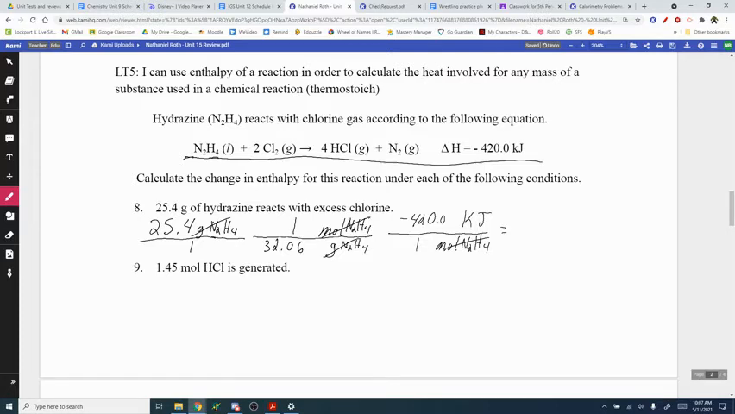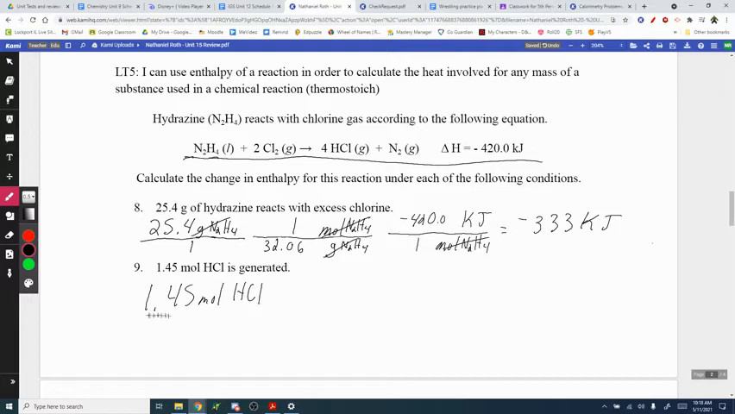So we are just going to do our math. So we get negative 333 kilojoules. All right, next one. We are given 1.45 moles of HCl. So we do that for our given, 1.45 moles HCl over 1. We do our conversion factor. Moles goes on bottom.